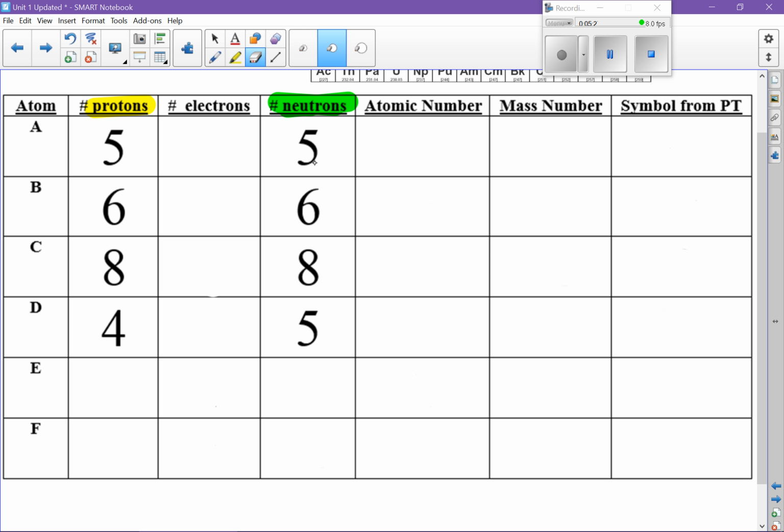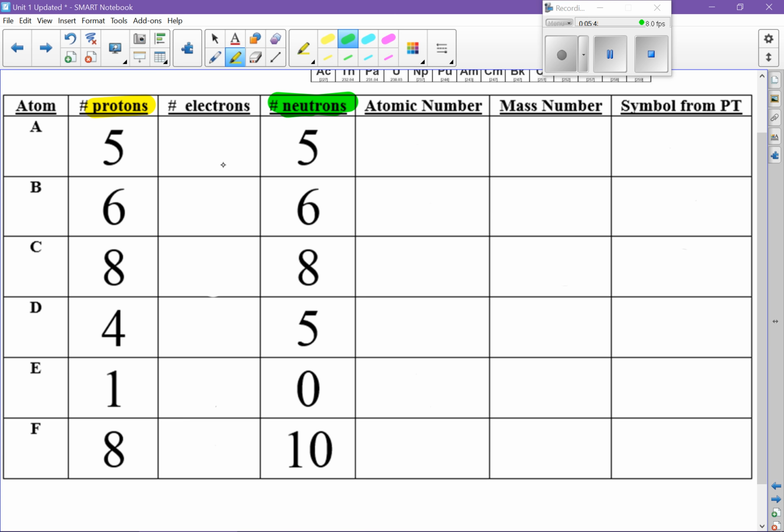It does not have to be like that. In atom D, it is okay for the protons and neutrons to be different numbers. That's fine. E is also different, and that's okay. In F, the proton and neutron number is also different, and that's fine. Now let's talk about how you use this.